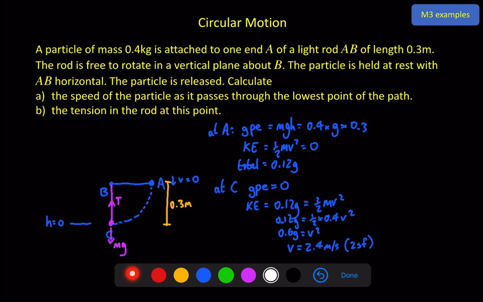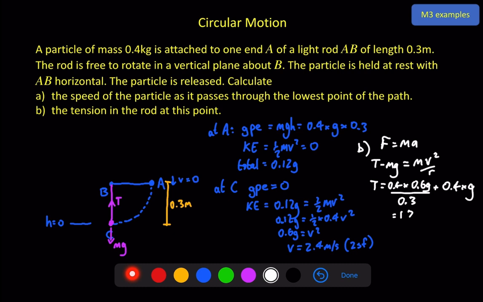So we've got an overall force is equal to mass times acceleration. The overall force is T minus mg, and that must equal mass times, in this case, v squared over r, because we know what v is at this point. So the tension is equal to the mass, 0.4, times v squared, which is 0.6 g, putting it back into exact form, divided by r, which is our length of the rod, 0.3, plus the mass again, times g. That gives me a total of 1.2 g, 12 newtons to two significant figures.